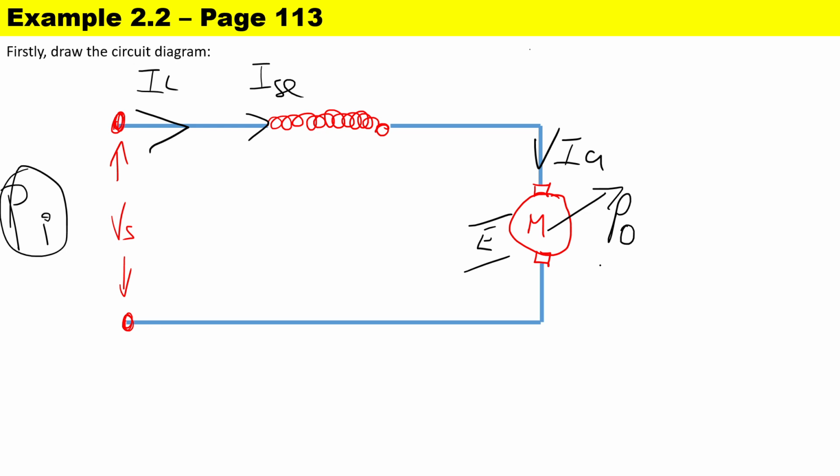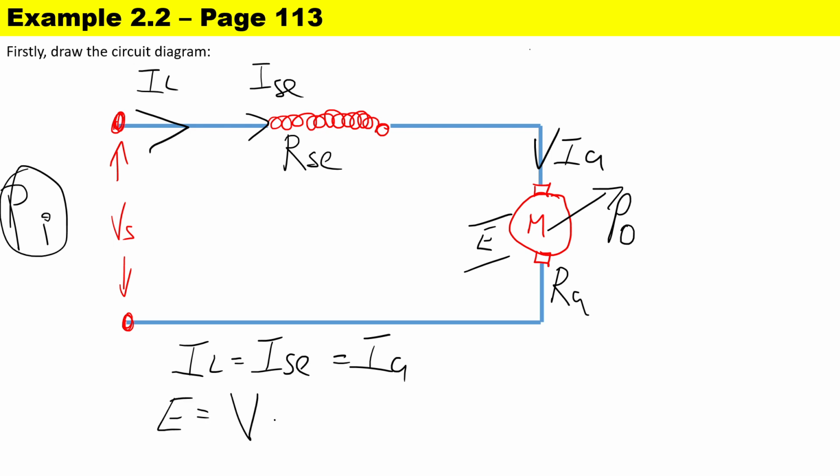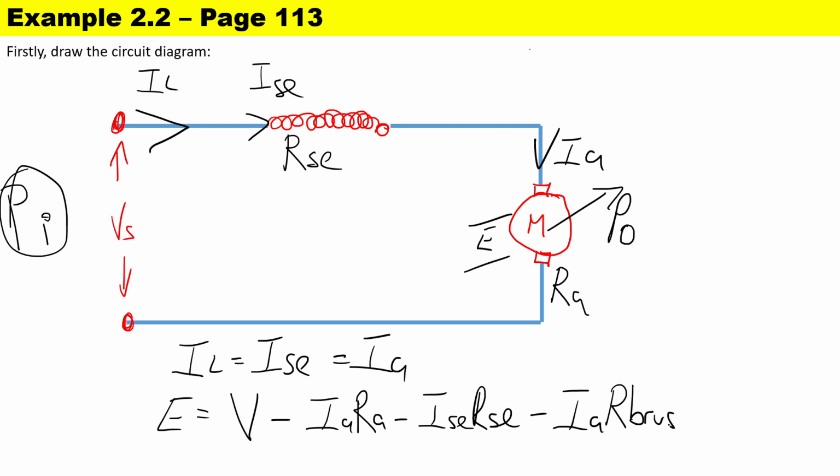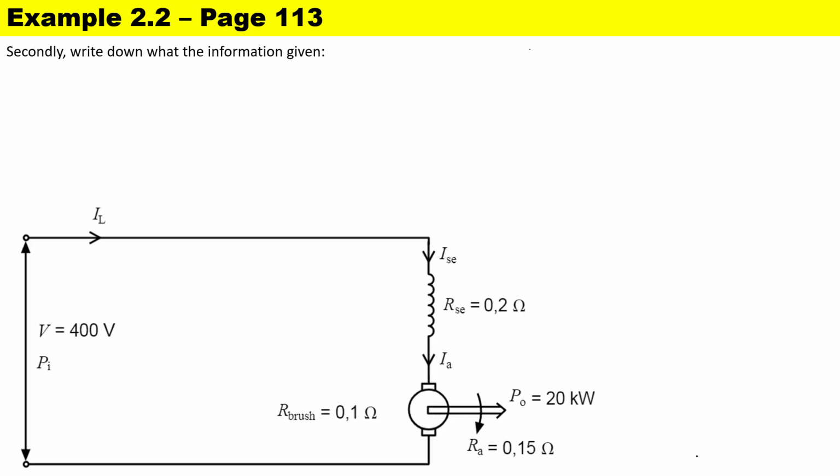We have some resistance inside the armature winding, so we call that RA, and our series winding we call RSE. Just to point out, in a series circuit the currents will be the same and voltage is divided. So the generated EMF will be equal to V minus IARA minus ISERSE minus IA times the brush resistance.